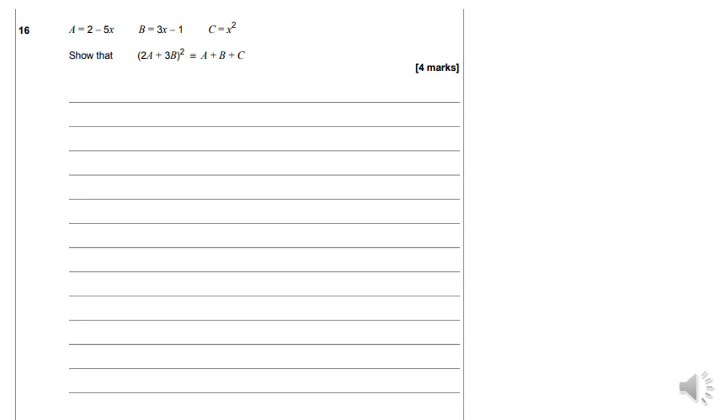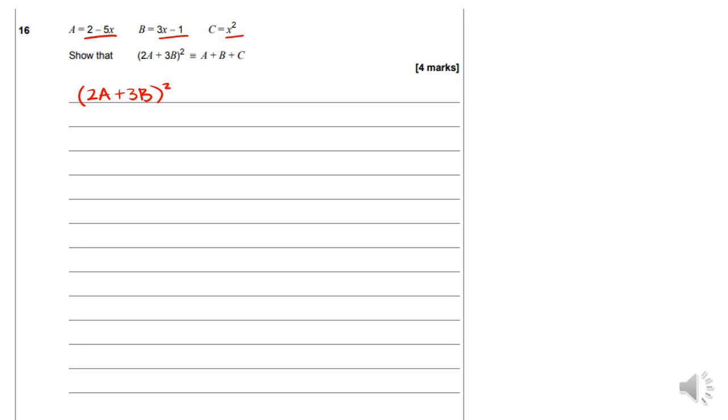Right, here it's given me 3 different expressions for A, B, and C, and it's suggesting that 2 lots of the A plus 3 lots of the B all squared is equivalent to A plus B plus C. So I'm going to work on the left-hand side and the right-hand side and try and show that they are equivalent. So for the first part, on the left-hand side, I'm going to do 2A and I add 3B. And then I'm going to square it.